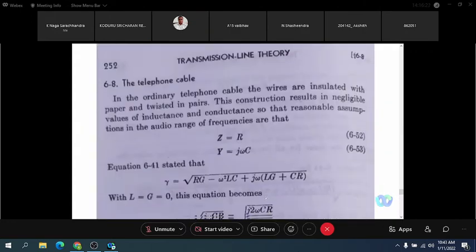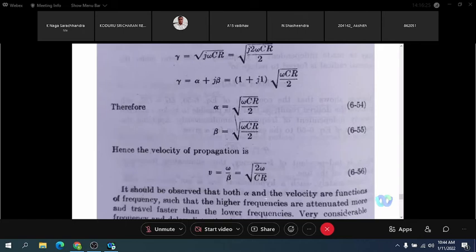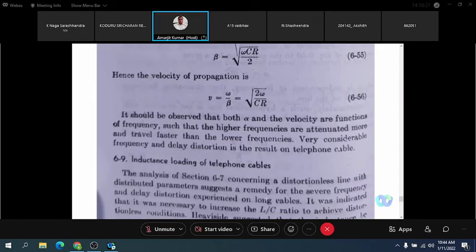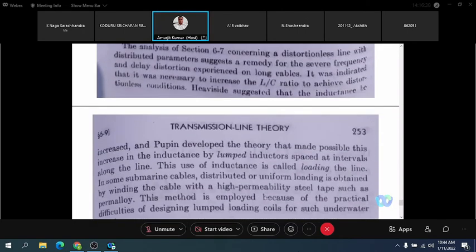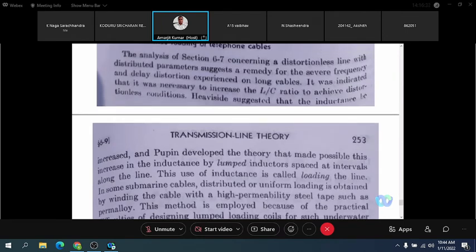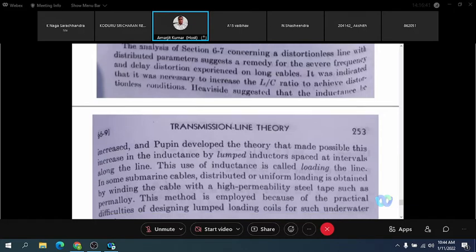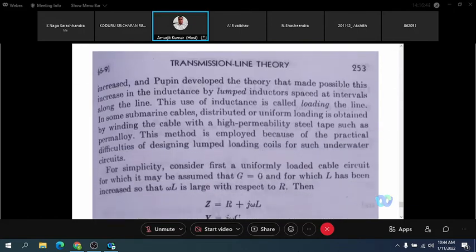Okay, so initially we identified the problem and then the solution. Heaviside suggested that the inductance be increased, L/R = C/G, and Pupin developed how it can be increased. So you can study these things. Lumped loading of inductors, I told you, is loading of the transmission line. We also have distributed loading, using high permeability steel tape such as permalloy.